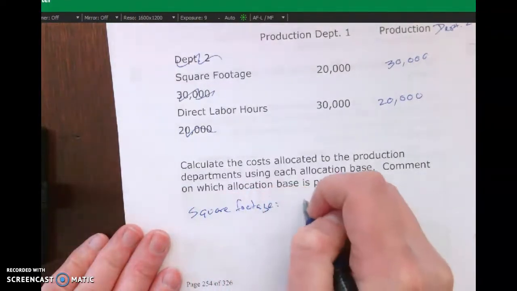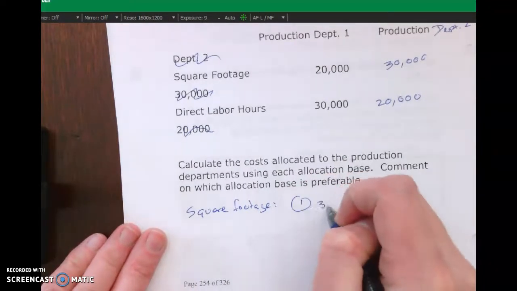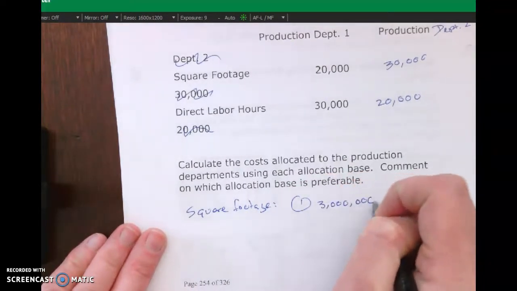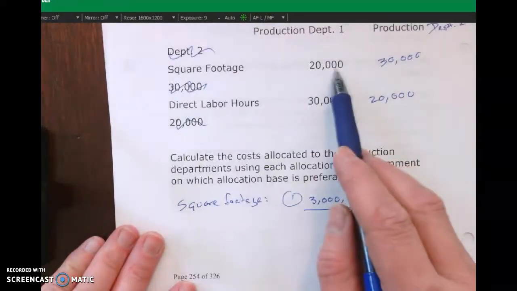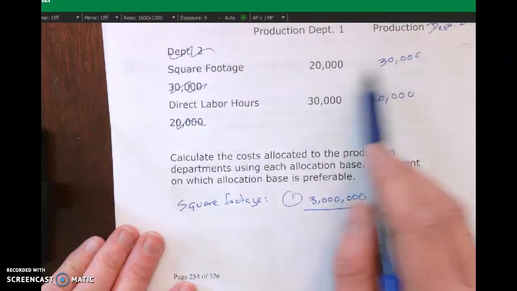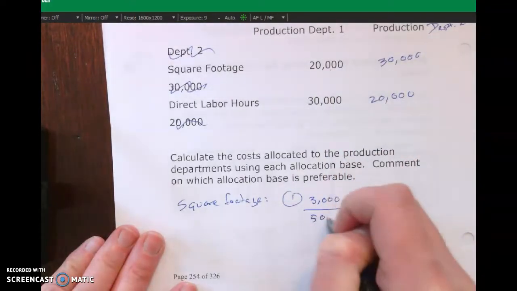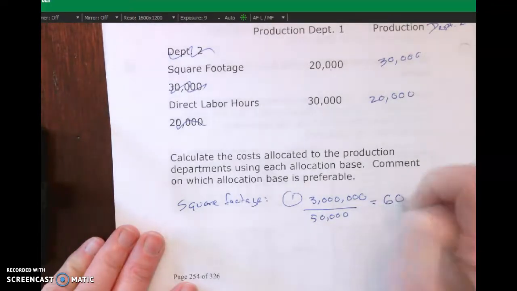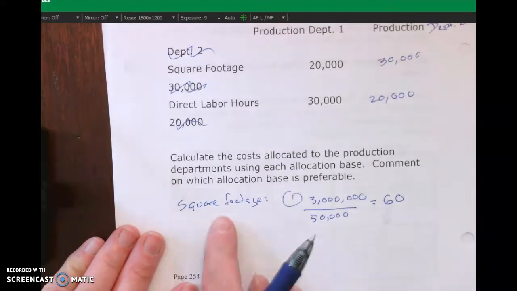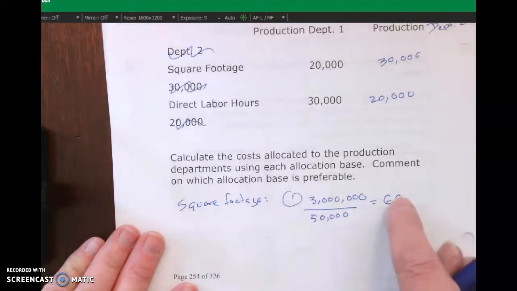And I'll do my first step, which is to say my $3 million divided by my 50,000, which is my total square footage. So remember, the way we calculate the rate is total cost to be allocated divided by total square footage. Okay? And what that gives us is 60. Now, in terms of square footage, this 60 represents $60 of cost per square foot. That's how much will be allocated.